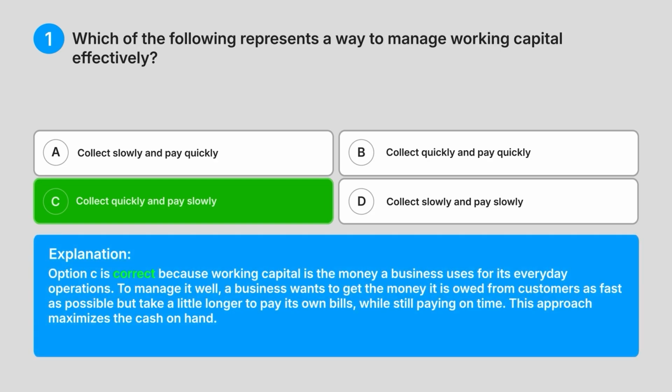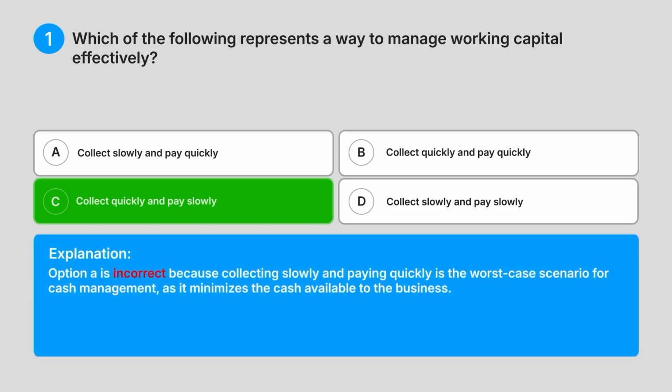Explanation. Option C is correct because working capital is the money a business uses for its everyday operations. To manage it well, a business wants to get the money it is owed from customers as fast as possible, but take a little longer to pay its own bills while still paying on time. This approach maximizes the cash on hand.